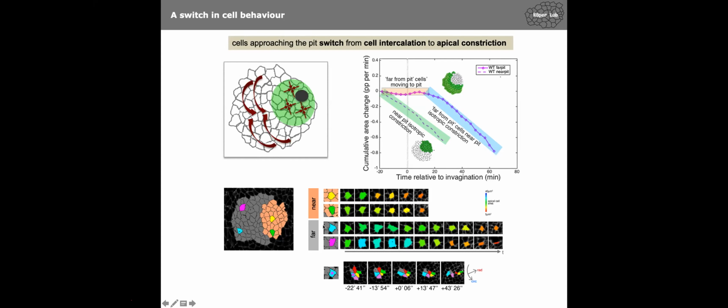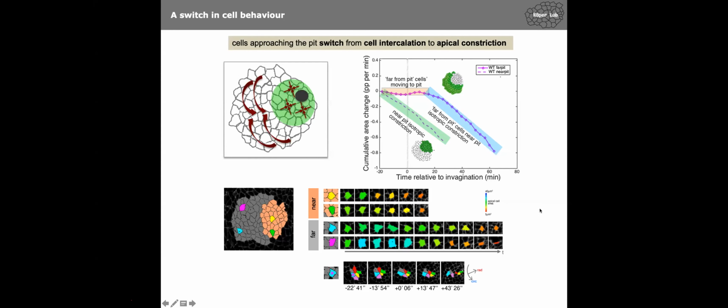And as an example, I've shown you this blue cell here, which undergoes cell intercalations earlier on before it starts constricting that help this expansion of the tissue towards the invagination point. So this group of cells rearranges over time into this elongated shape that is much more elongated towards the invagination point and helps the cells move into the invagination. So cells switch their behavior from cell intercalation, at least the ones further away, to the apical constriction.